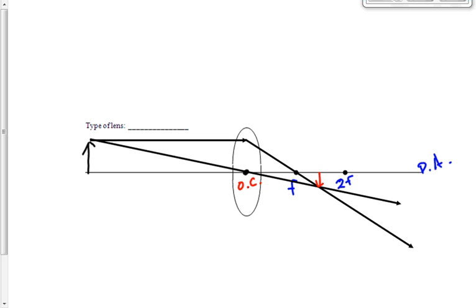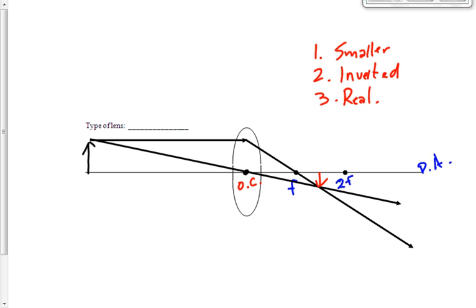My image is smaller than my object. My image is inverted. And is my image real or virtual? My image is, no, it's real. How do you know that it's real? Solid lines intersect. It could be projected onto a screen, but we know that it could be projected onto a screen because it's solid lines that intersect.